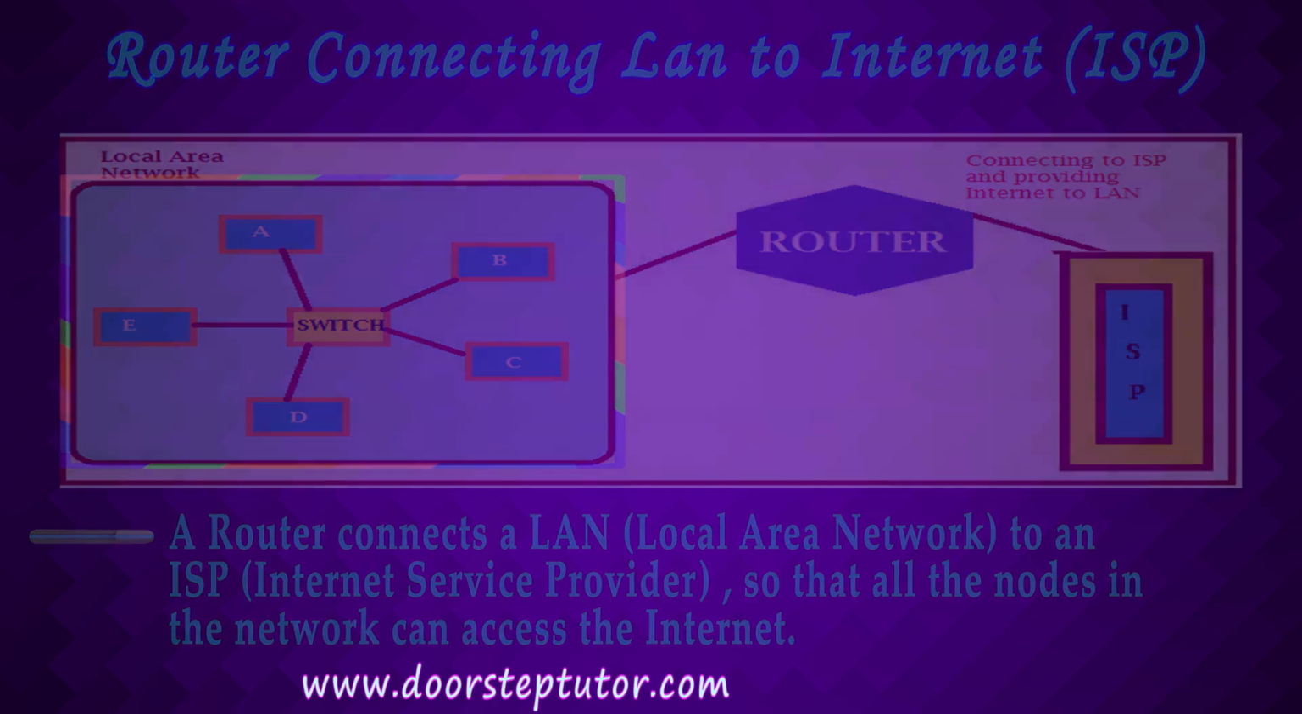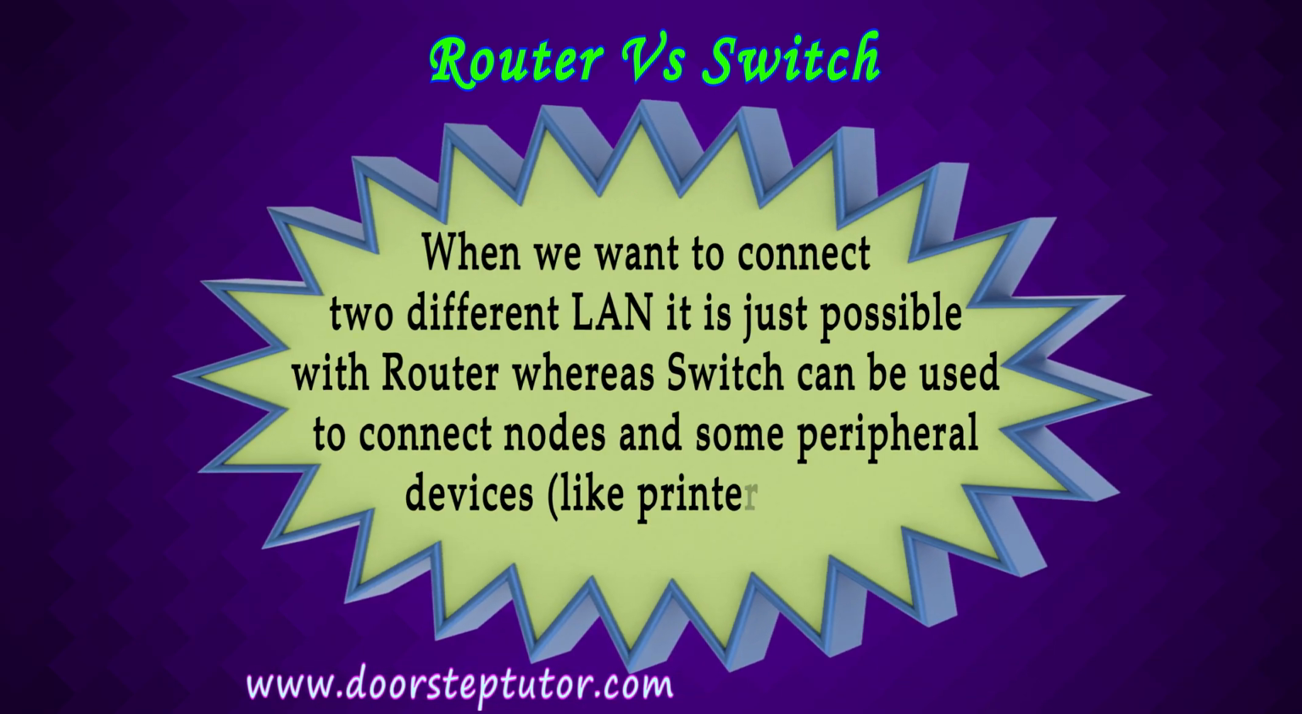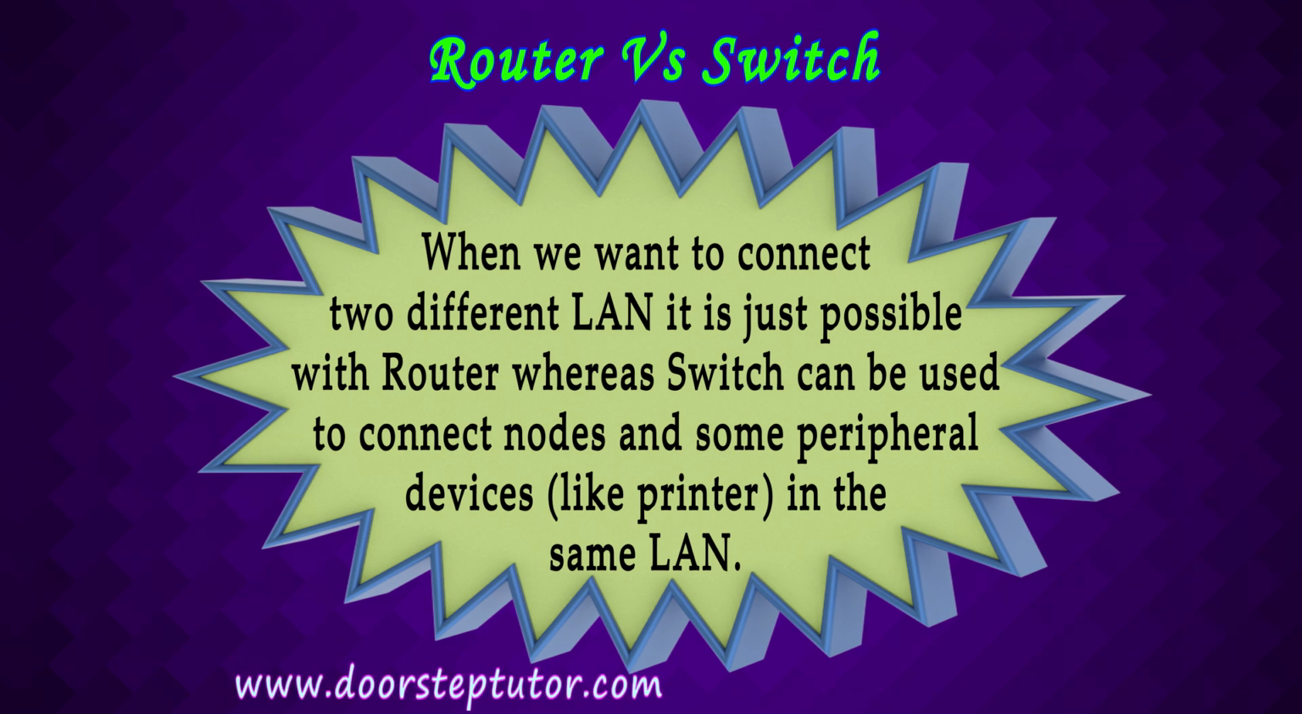So now let's come to the basic differences between the router and switch. How they usually work and what are the basic differences. So the first point is, connecting two different LANs is possible using a router. Whereas if we talk about the switch, a switch is basically used to connect the nodes, or we can say various peripheral devices, like if we want to set up a scanner or printer in the same LAN. That is possible through a switch. So in order to connect multiple LANs, that is local area networks, we need to use the router only.